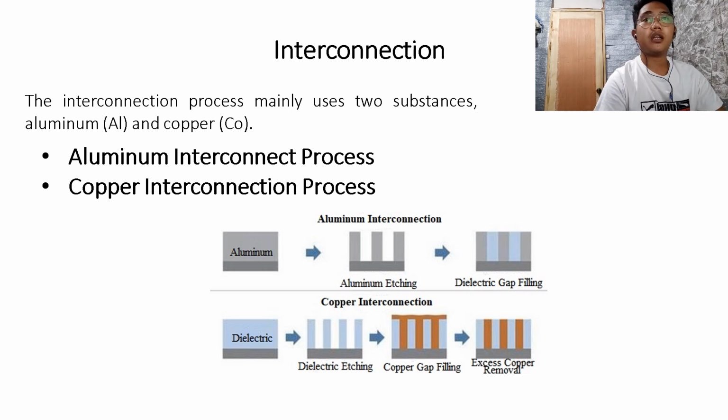So with its excellent electrical conductivity, aluminum is also easy to lithograph, etch and deposit. Now that is the good thing about aluminum. In addition, it has a lower cost and better adhesion to the oxide film. The only disadvantage is that it is easy to corrode and has a low melting point.